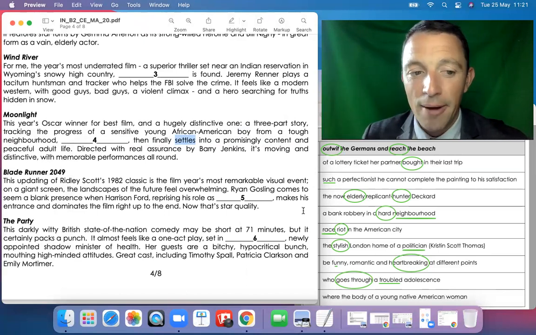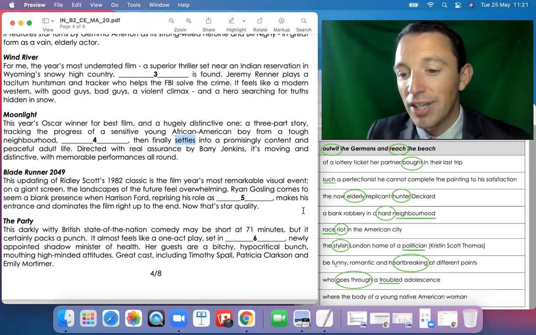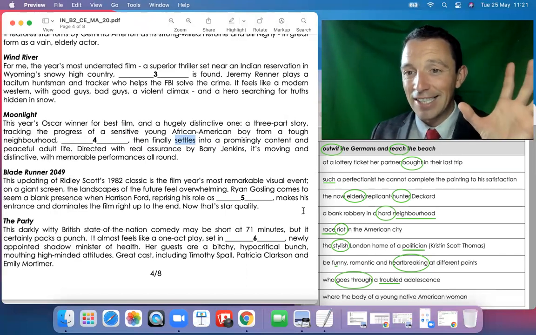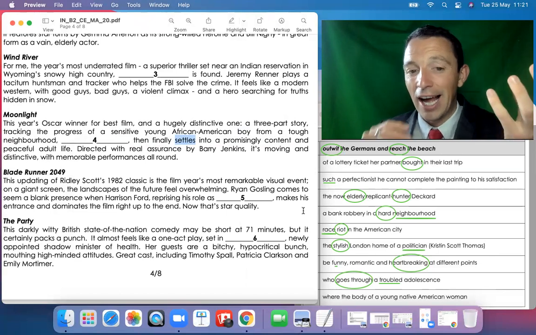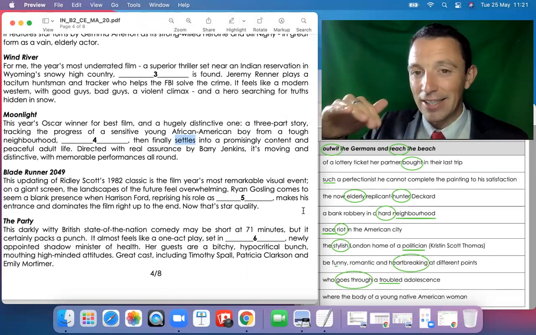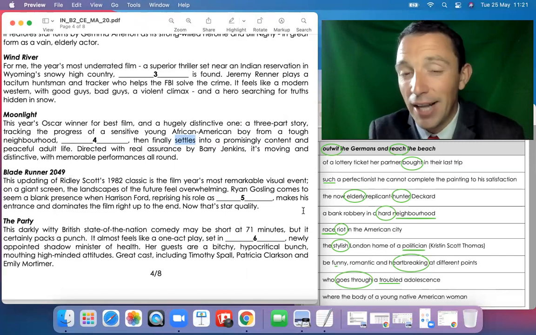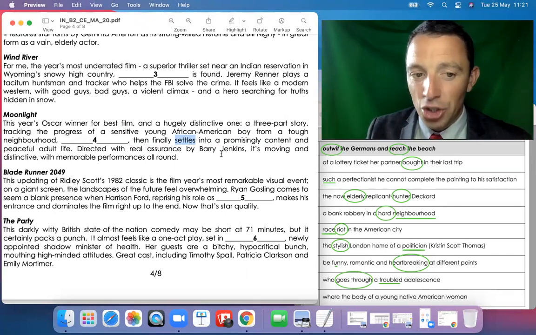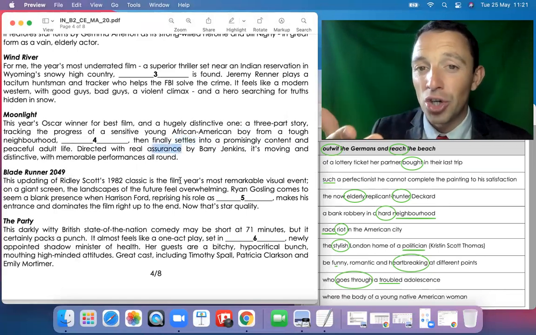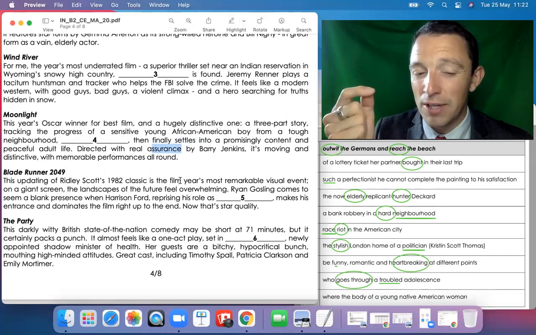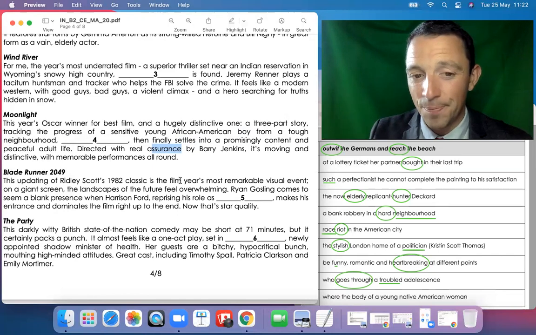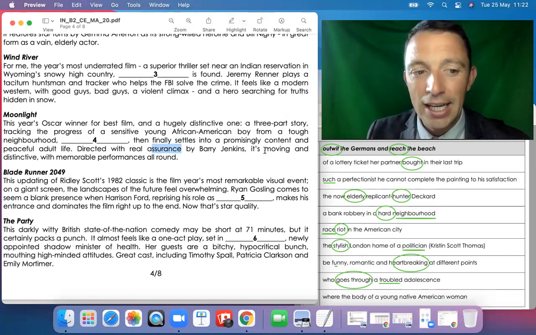Okay, and in this situation, it makes sense because he had a troubled adolescence, a very difficult adolescence, teenager, very difficult years, and the contrast finally settles into a promising and peaceful adult life. Okay, assurance is like real security. So if I give you assurance, it's like a guarantee or security, and in this situation, it's directed with real guarantees and security by Barry Jenkins.